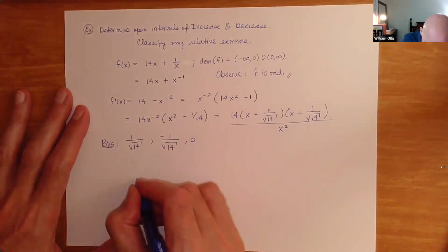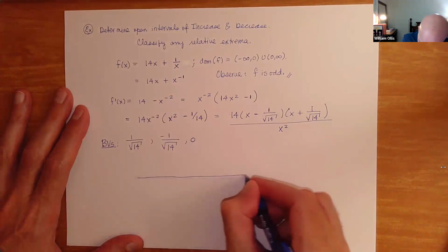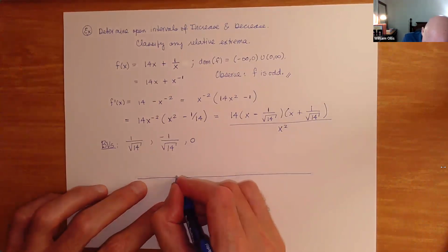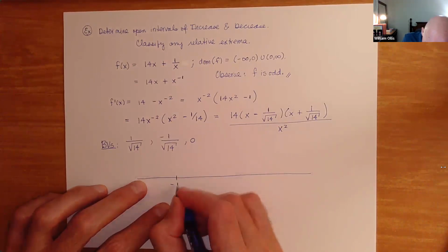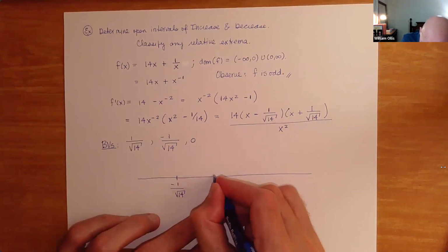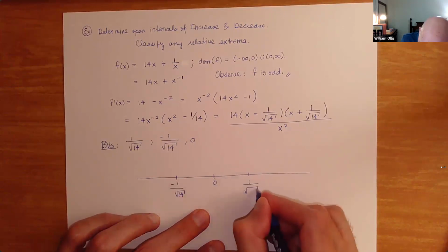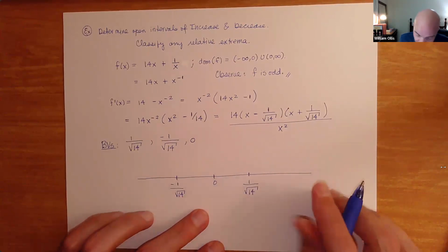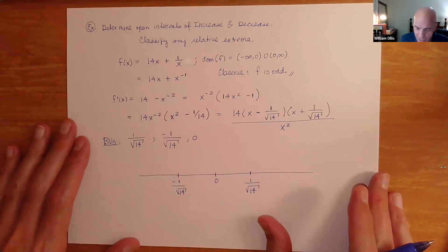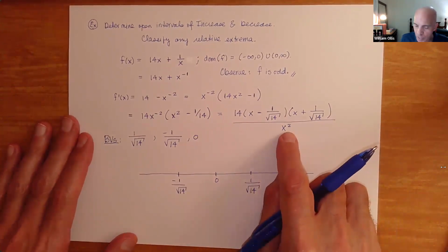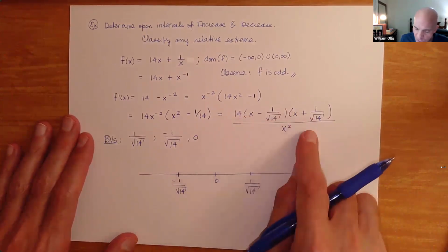So let's look at the number line. So we have, in this case, we'll just spread things out, -1 over the square root of 14. Then we have the 0, and then 1 over the square root of 14. So now what we can do, and this makes this fairly simple. Notice that denominator is always positive, and we're just going to touch there. But what we can do is do a very simple analysis.